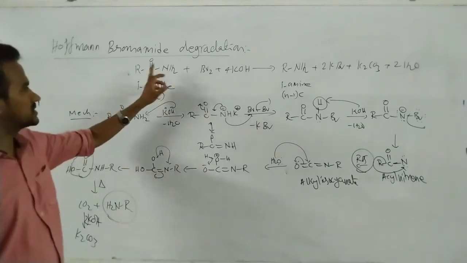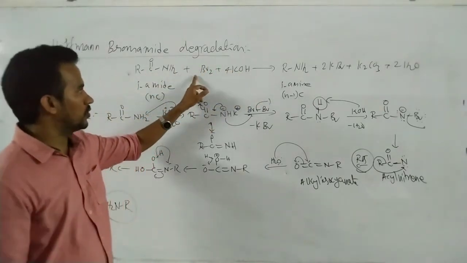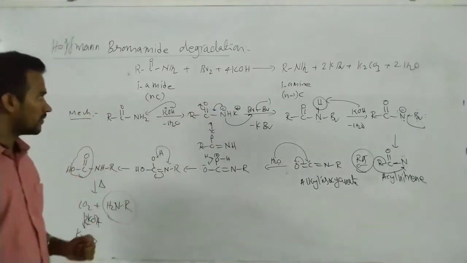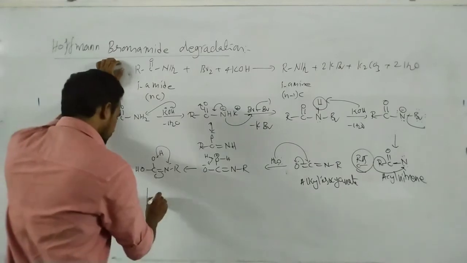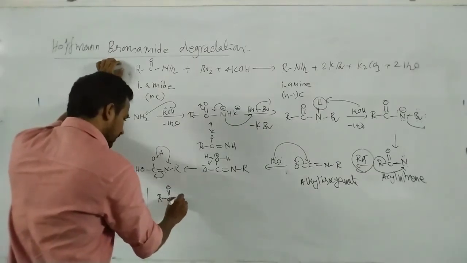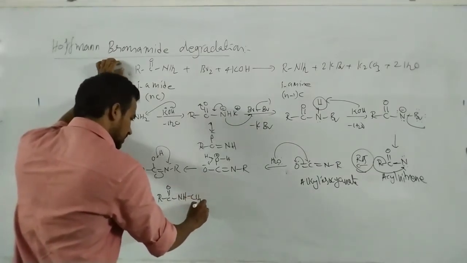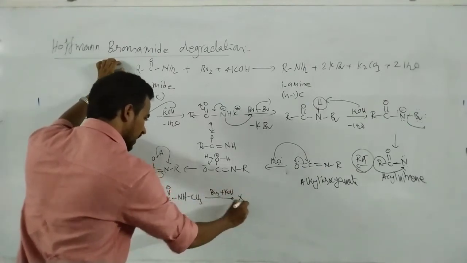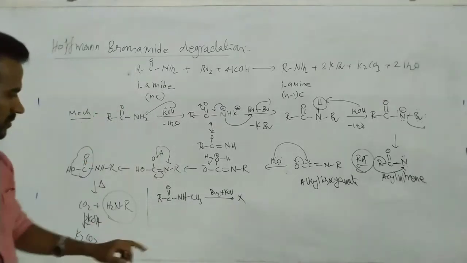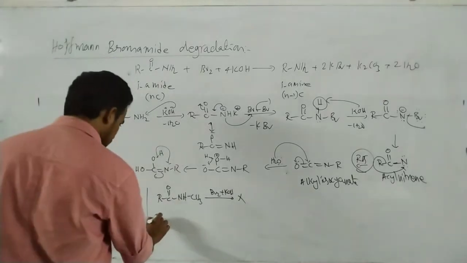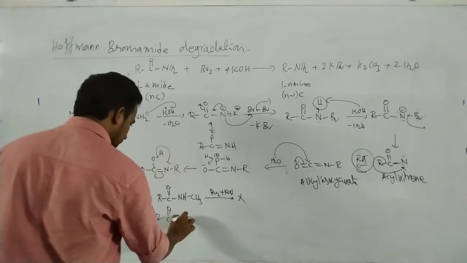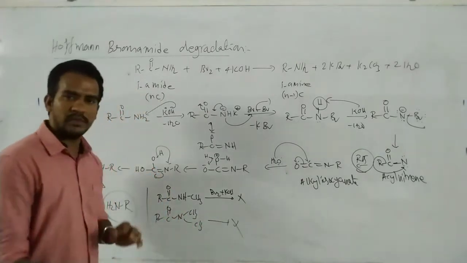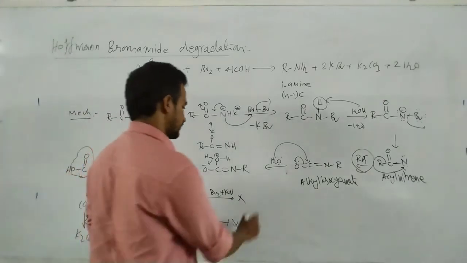Anyway, primary amides are converted to primary amines by consuming 1 mole of bromine and 4 moles of KOH. So in this case, RC double bond O NH CH3 with Br2 plus KOH, no reaction in this case. Again it is a secondary amide. And next RC double bond O N CH3 CH3, this is also no reaction. Only primary amides are converted.